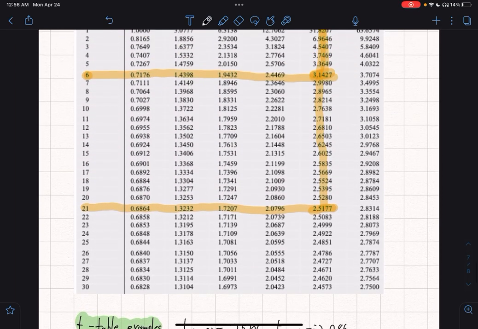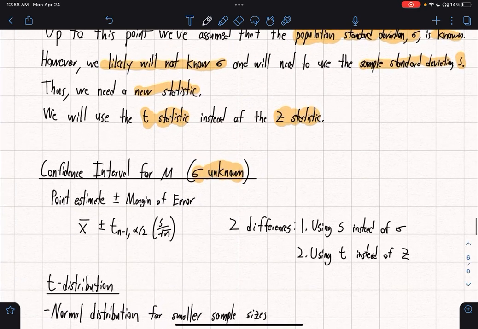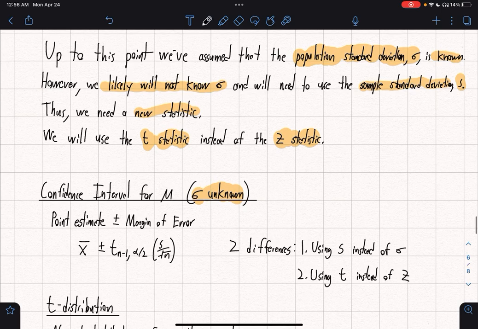And other than that, this is all pretty much the same in terms of how we're going to calculate our confidence intervals. This formula is very similar. We're just now using this new t statistic and t-table instead of z. And then we're just going to use s instead of sigma, which is just the standard deviation from our sample. So anyway, next video, we're going to actually do a couple confidence intervals when sigma is unknown.